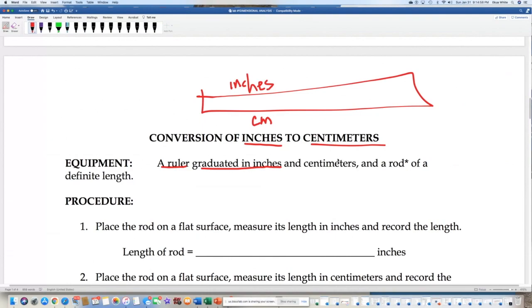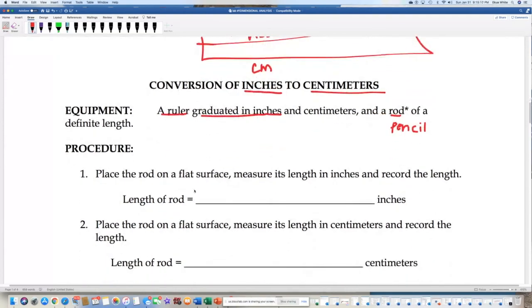Then it says right here, find a rod. You can use a pen or a pencil here. Either one is fine. I say a pencil, just something that has that kind of shape, like a rod. Pencil will work. Then it says place the rod, pencil, on a flat surface and measure its length in inches.